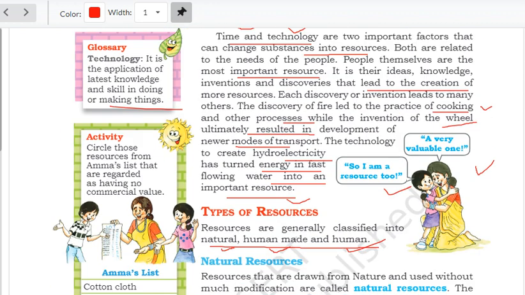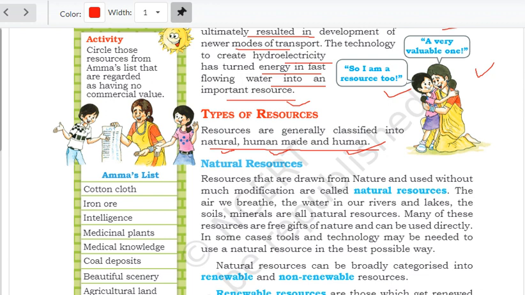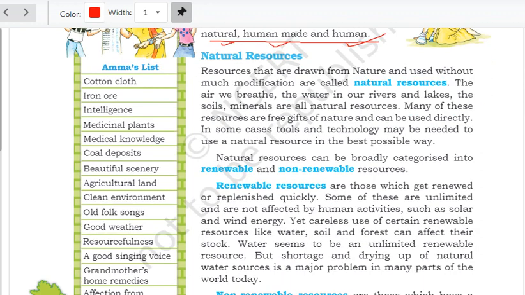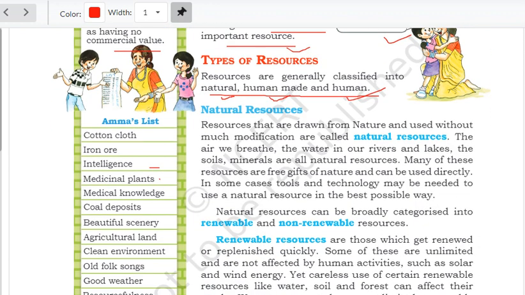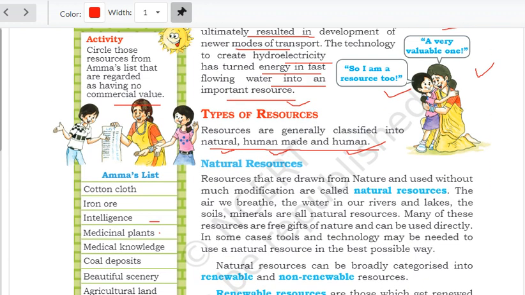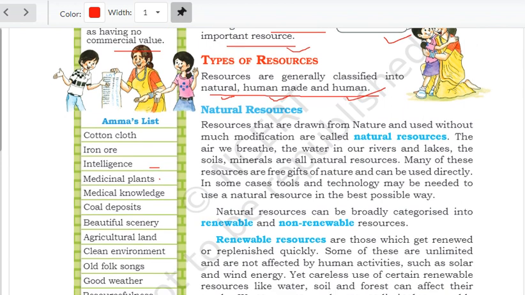Now here is an activity. Circle those resources from Amma's list that are regarded as having no commercial value. Amma's list: cotton, cloth, iron ore, intelligence, medicinal plants, medical knowledge, coal deposits, beautiful scenery, agricultural land, clean environment, old folk songs, good weather, resourcefulness, a singing voice, grandmother's home remedies, affection from family and friends. You need to prepare a list of those that have no commercial value.